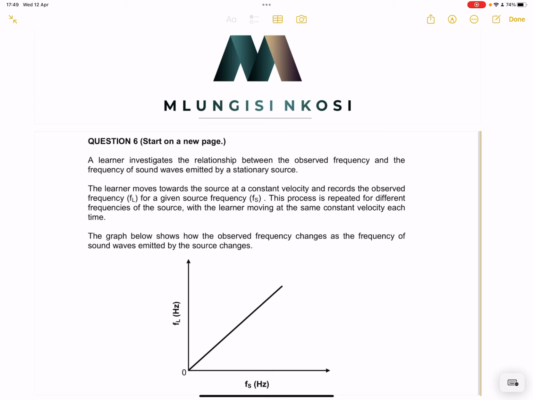And of course, we are still continuing with question 6 of the November 2022 exam.